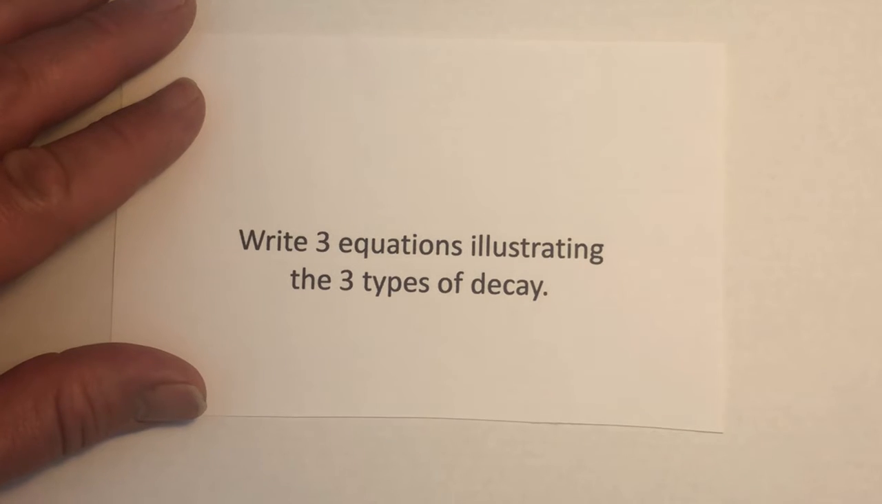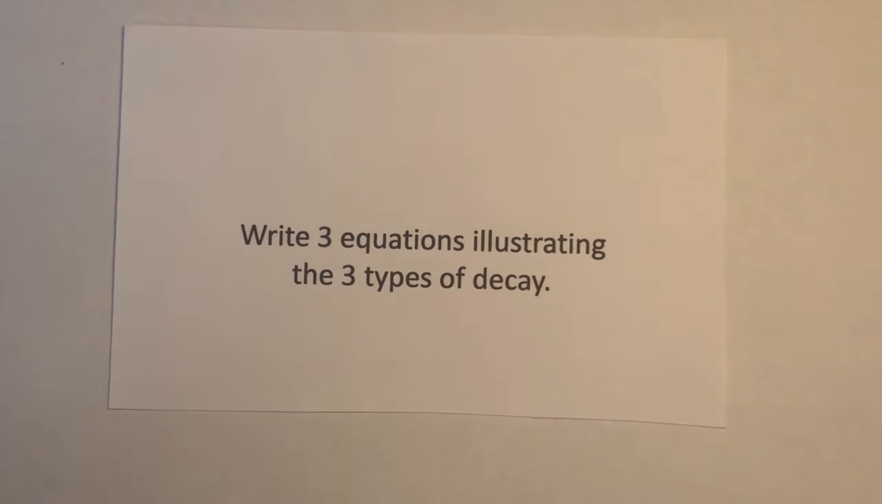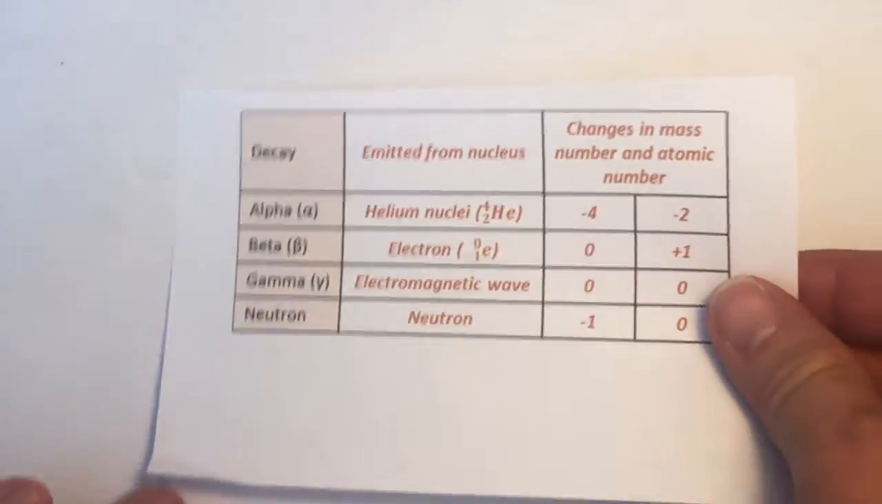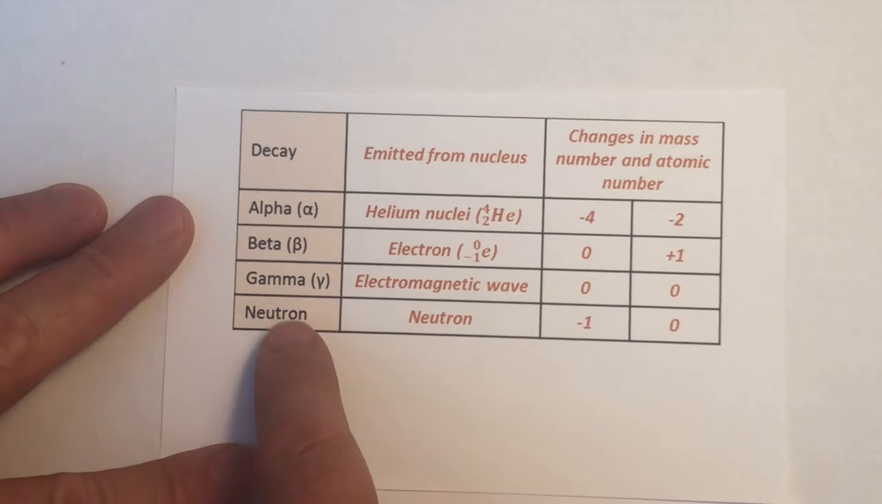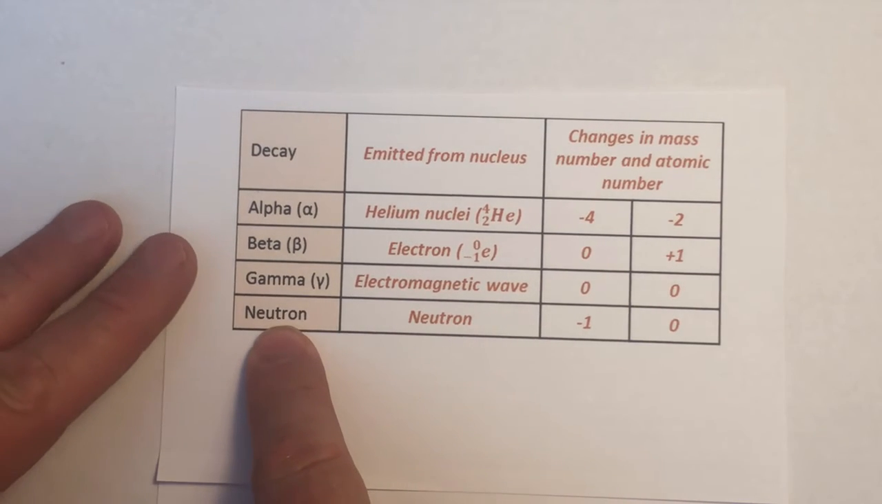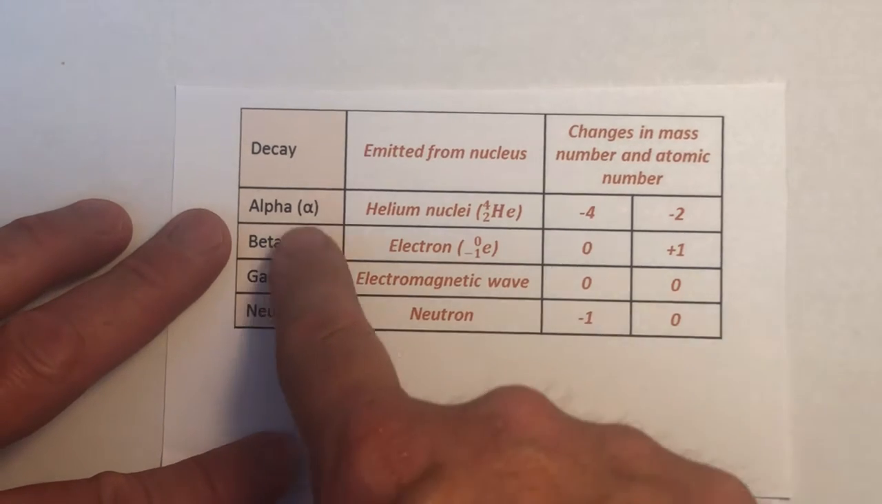Now, the question that I'm going to be talking about in this video is: write 3 equations illustrating the 3 types of decay. In other videos, I've talked about the different types of decay. We've got alpha, beta, gamma, and neutrons is kind of like a 4th one, where neutrons are given off in some forms of decay.